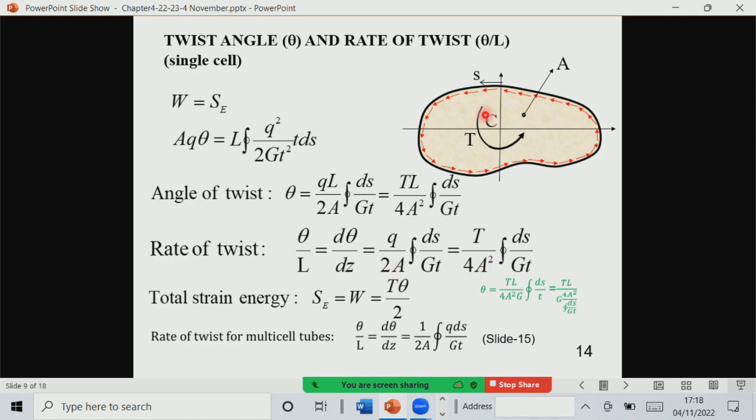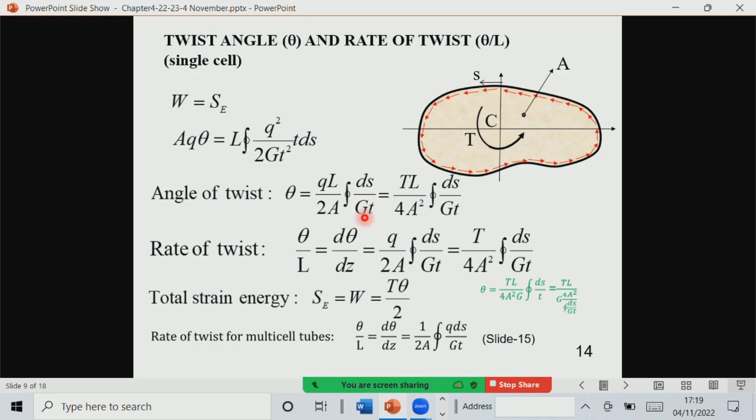A is the area enclosed by the perimeter, and this is a loop integral of ds over Gt. What is s? s is a curvilinear coordinate system, and its origin is your choice, wherever you want to place it. So in a curvilinear coordinate system, the coordinate of any point is equal to the length or the distance from the origin along the curve path. So the coordinate of this point is the length of this curve here. The coordinate of this point is the length of this curve. So this is the curvilinear coordinate system.